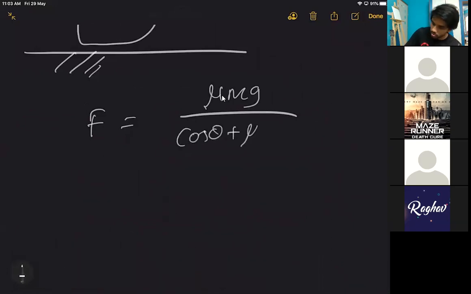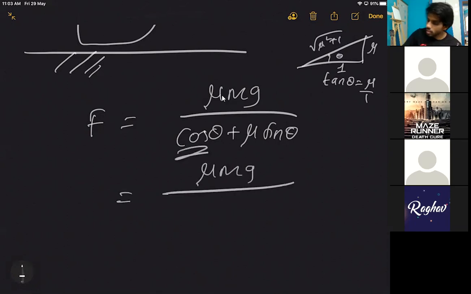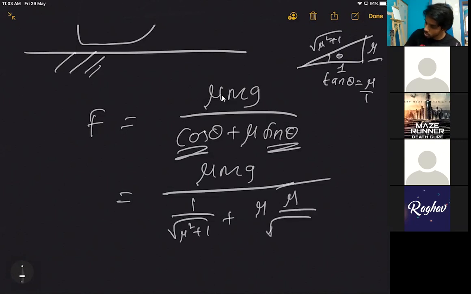Cos theta plus mu sine theta. But I have tan theta equals mu, right? Which means this is mu, this is 1. Tan theta equals mu by 1. So the hypotenuse is root over mu square plus 1. So from this I can say cos theta equals 1 by root over mu square plus 1, and sine theta equals mu by root over mu square plus 1.